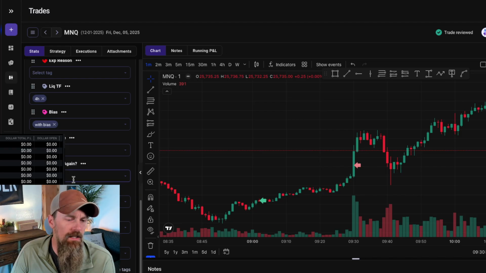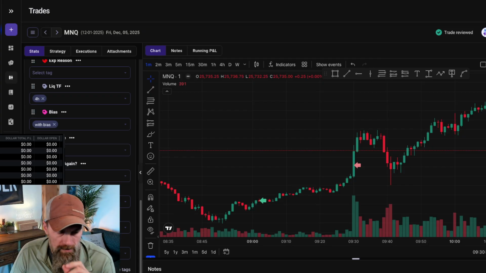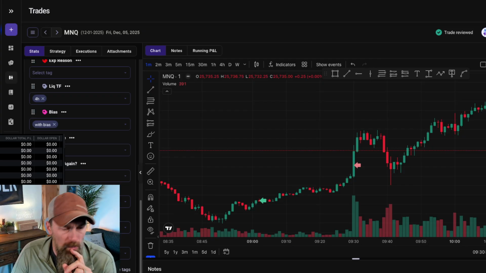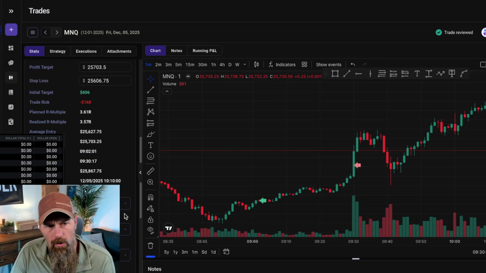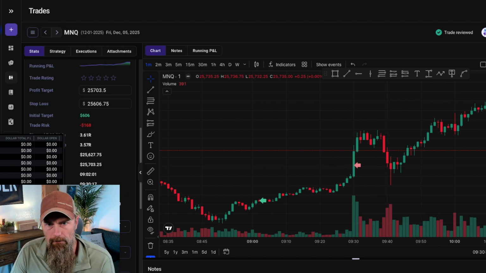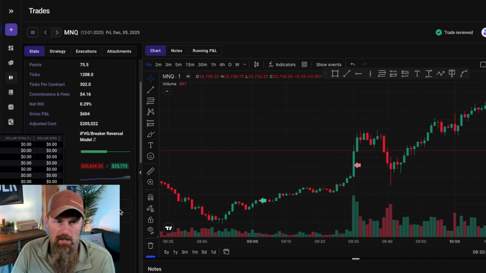Like, would I take the trade again? This one is not filled out. I would say yes there. I look at is it with the daily order flow? Is it with the 4-hour order flow? Is it aligning with the 1-hour order flow? And it gives me all this data to work with when it comes to figuring out what's working and what's not working in my trading.